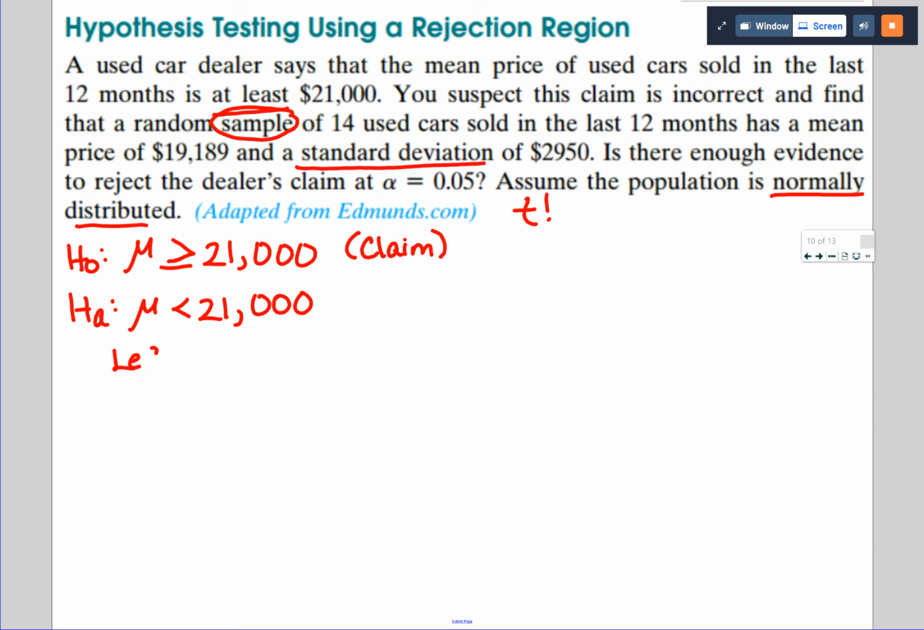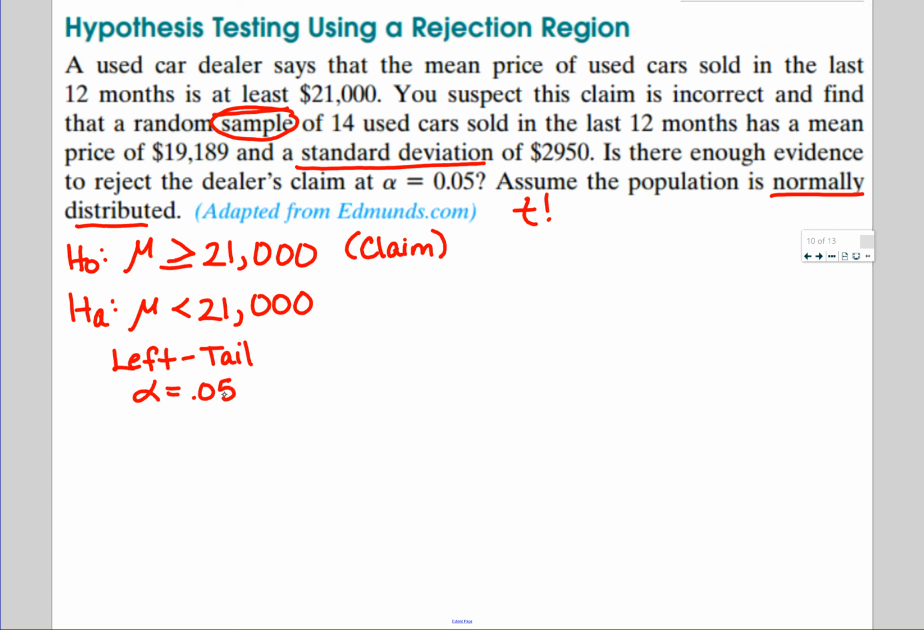It's going to be left tail. All right, and we had a level of significance of 0.05. So you can go ahead and find it on your chart now as soon as you know that. Oh, no, I need one more thing. I'm sorry. What's my n? So what's the degrees of freedom? 13. Always one less than your n value.